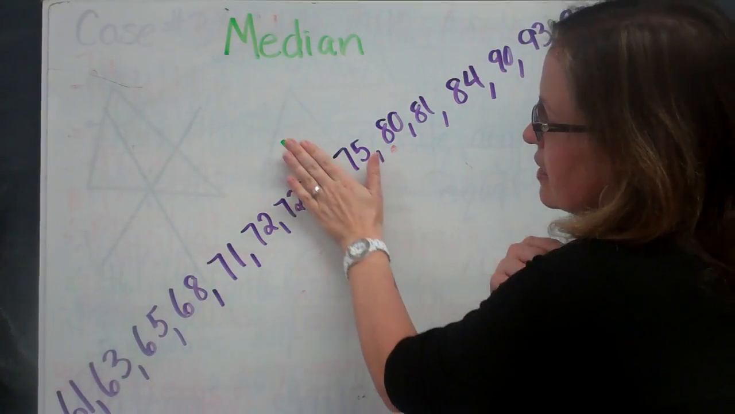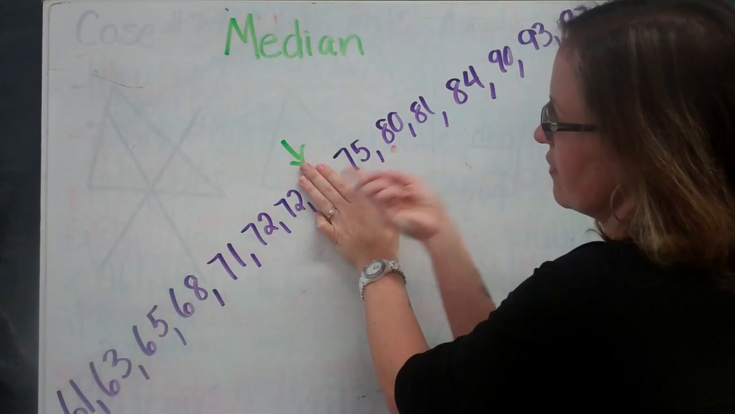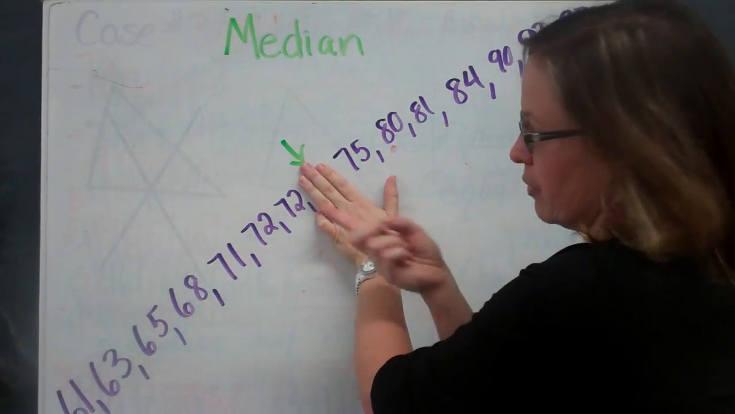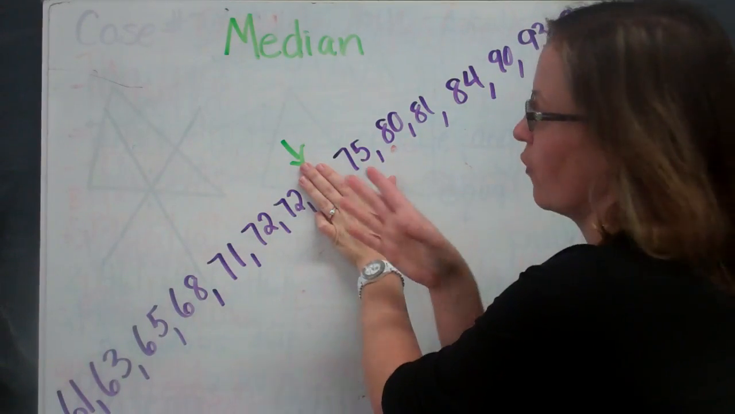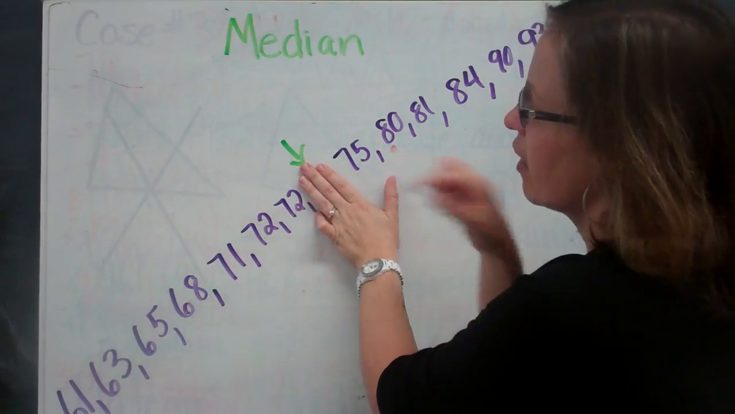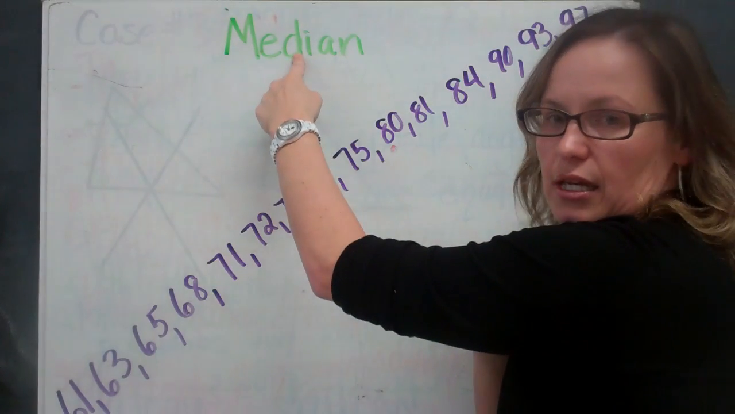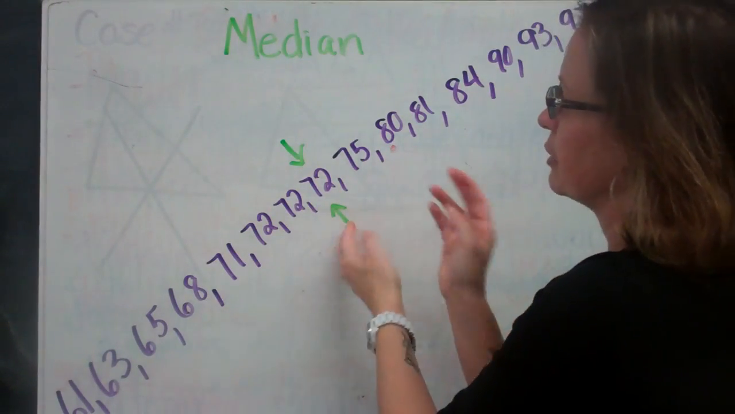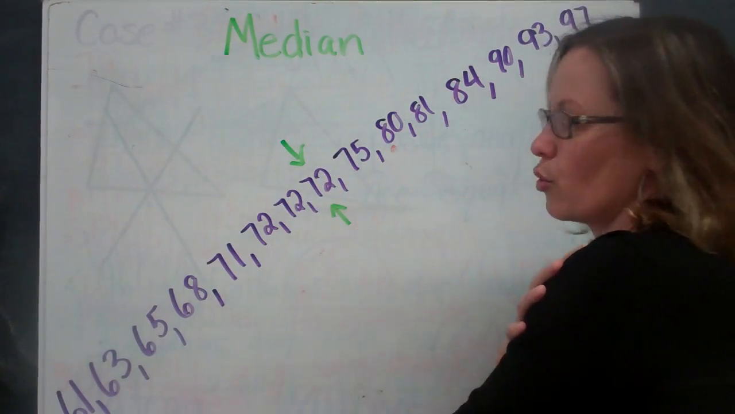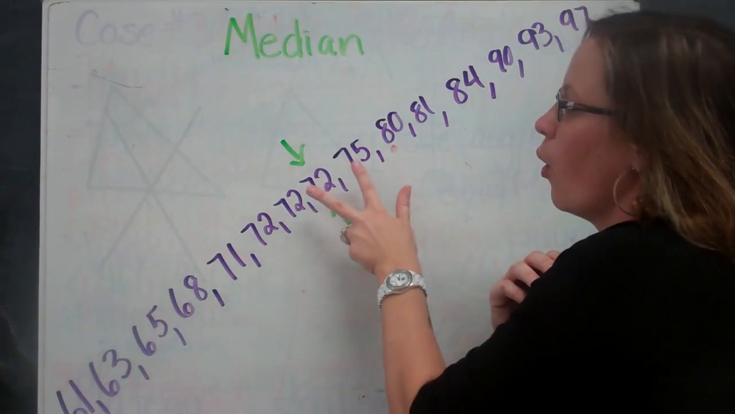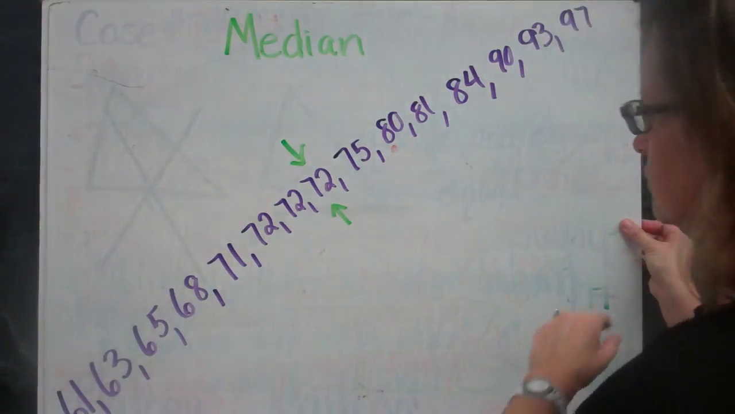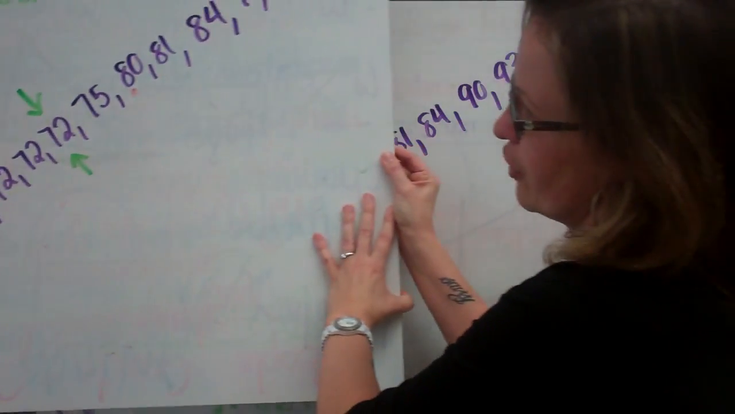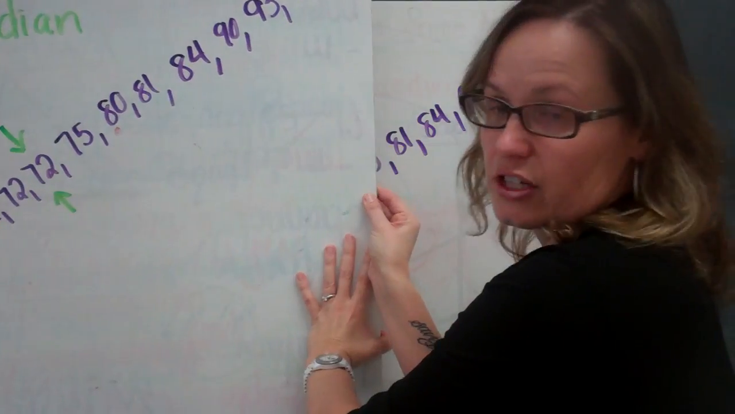If I had an even number of data, I might have two numbers that are the middle. So let's say I didn't have this number. I would have 72 and 75 as my two middle numbers. I would add those together and find the average. So then I would be finding the mean of those two numbers in order to get the median. So again, the median is your literal middle number when you arrange them from smallest to greatest, or it is the mean of the two central numbers. So therefore, my median of this data is 72.